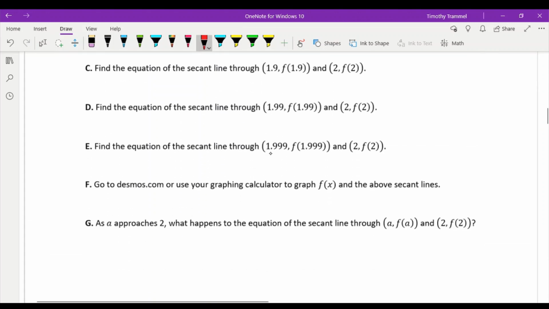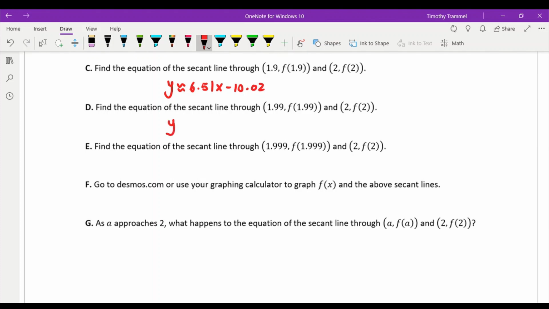Let's see what happens here. So the next one, I actually rounded it a little bit. Normally, if I were doing this, I would probably leave everything in fraction form. That way everything's exact. But for our purposes here, we're just going to want to graph these secant lines, and as long as they're approximate or close, that's all that's going to matter. So I have y approximately equal to 6.51x minus 10.02.